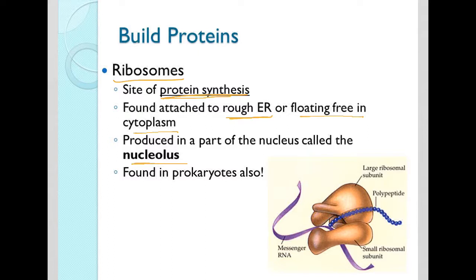The other thing that you need to know is they are also found in prokaryotes. They are not membrane bound, and therefore this is an example of how prokaryotes can have organelles, they just can't have membrane bound organelles. And so they do have ribosomes because they will create proteins.